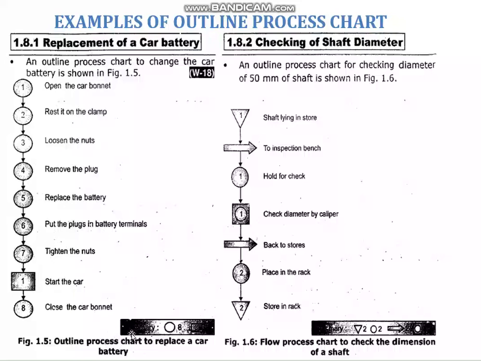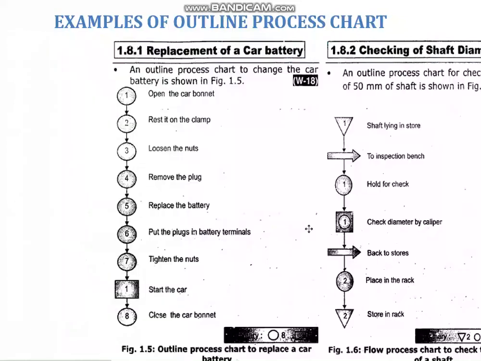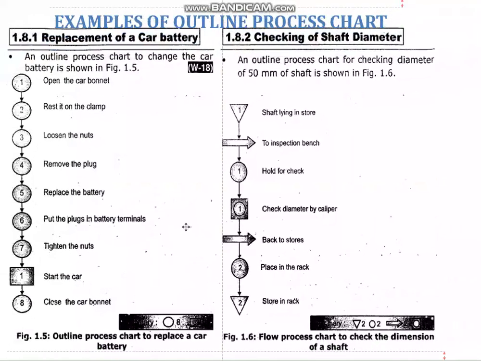You have to say summary, and how many operations are there? 8 operations are there. So for operations, circle and write symbol 8, and for inspection 1 square. How many activities are there? How many inspections are there? 1. So you have to write 1. O 8 and square 1, like that. This is the summary.